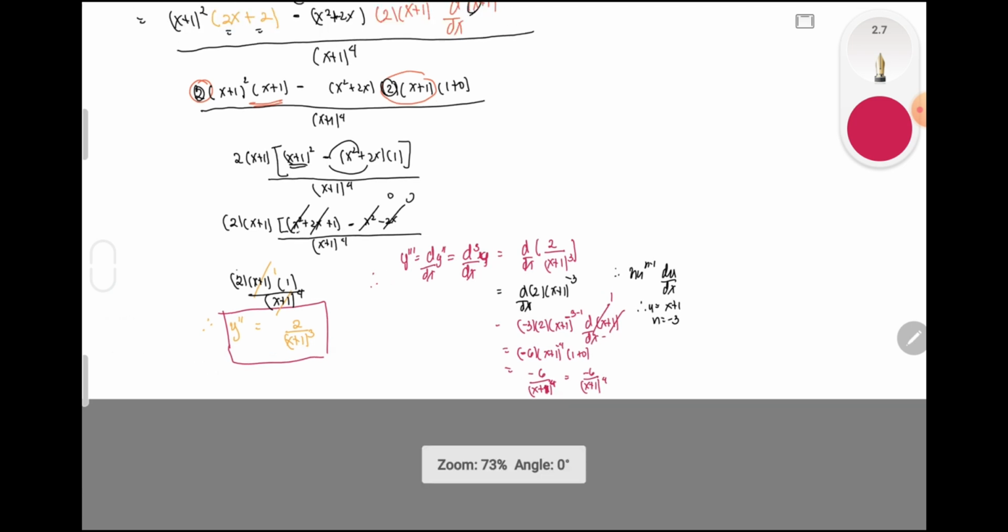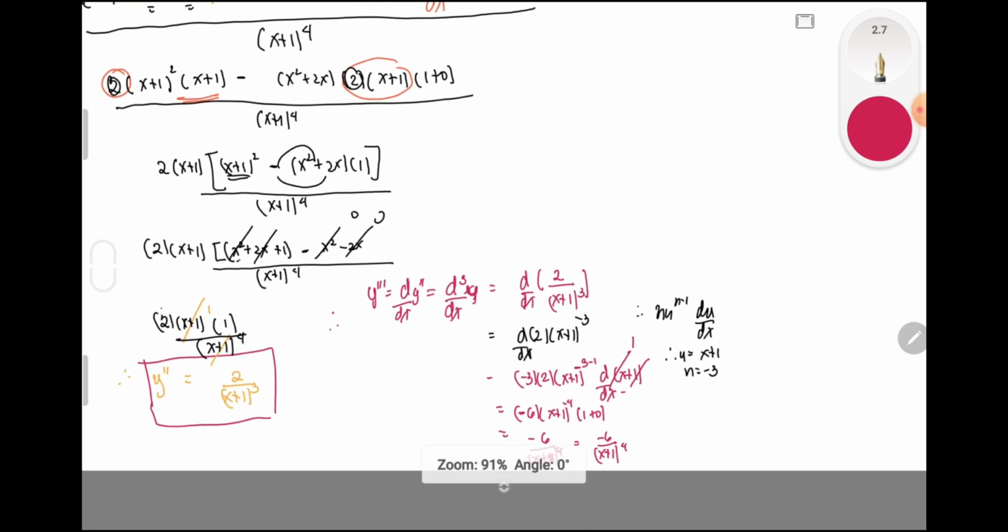Okay, that would be our second derivative, or I should say third derivative. Okay, so y raised to 3, the third derivative.